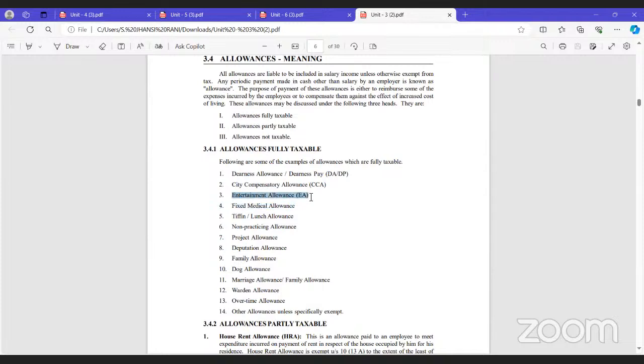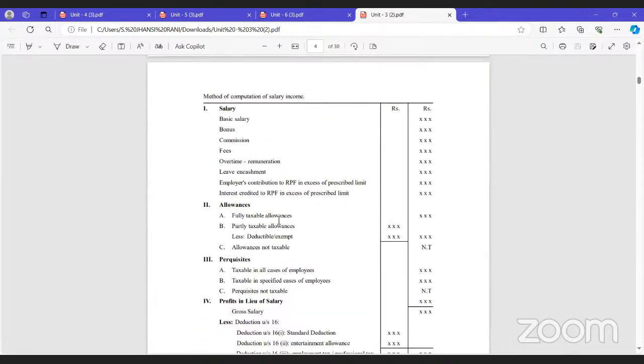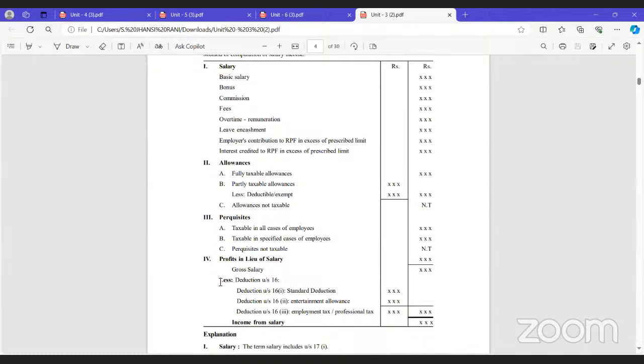Why? Because entertainment allowance has a deduction only for government employees, but for all other employees it is a fully taxable allowance. So depending on the question, whether it is a government employee or another employee. If it's a government employee, what will we do? First, we will write under allowances, entertainment allowance, and whatever amount is given. Again, under deductions, deductions under section 16, we will write entertainment allowance as a deduction.